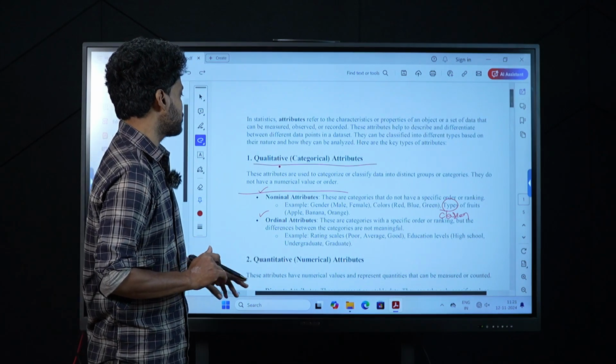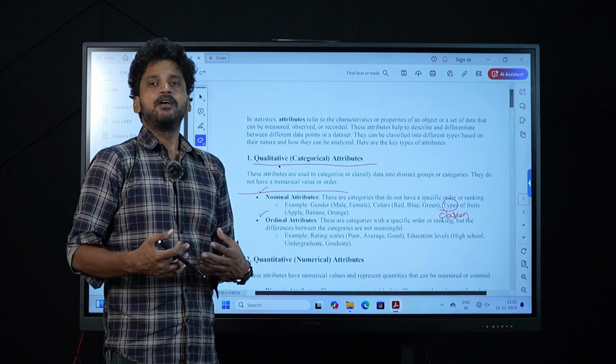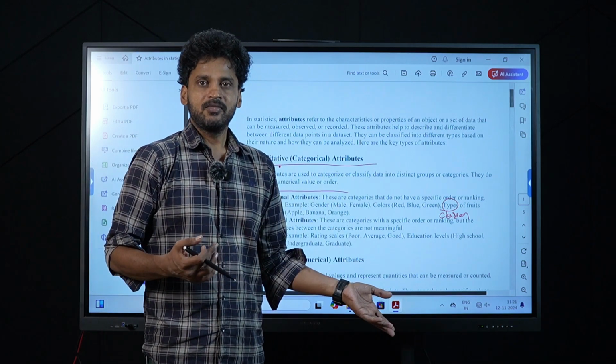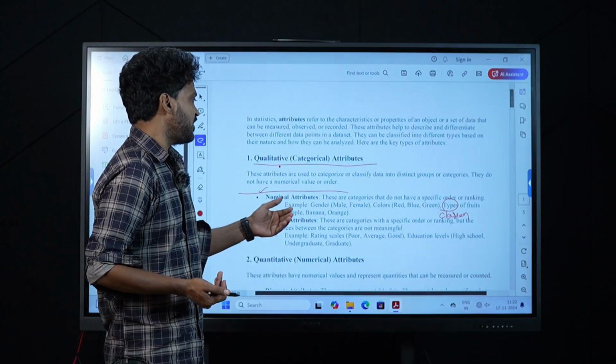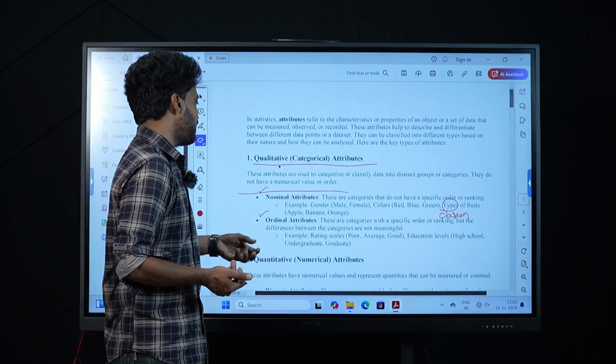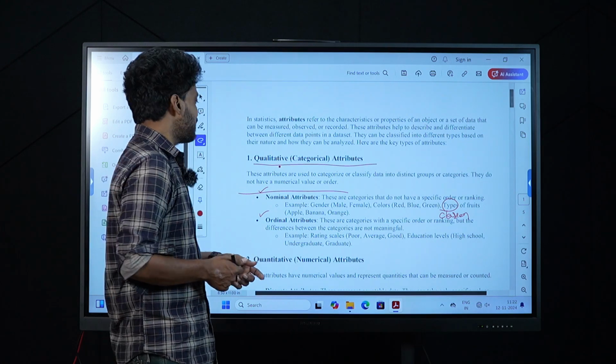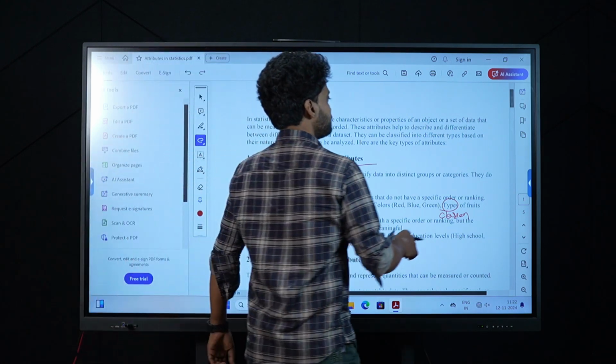What exactly are those? The rating scales. For example, good, average, better. There is no meaningful relationship, right? And similarly, we have education levels: high school, undergraduate, and graduate. These are called ordinal attributes.